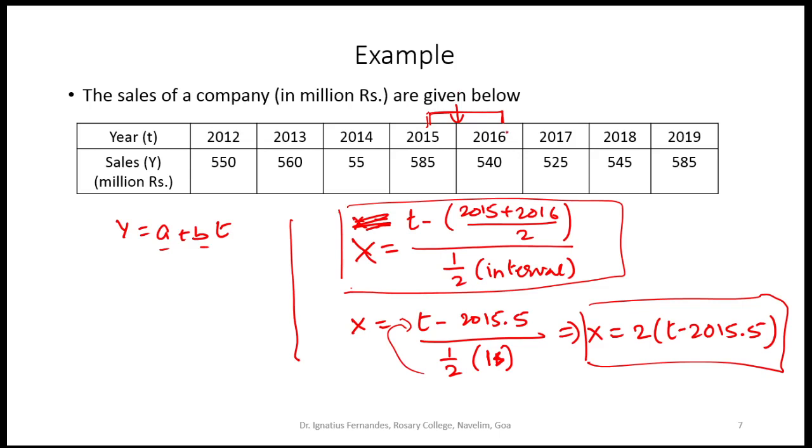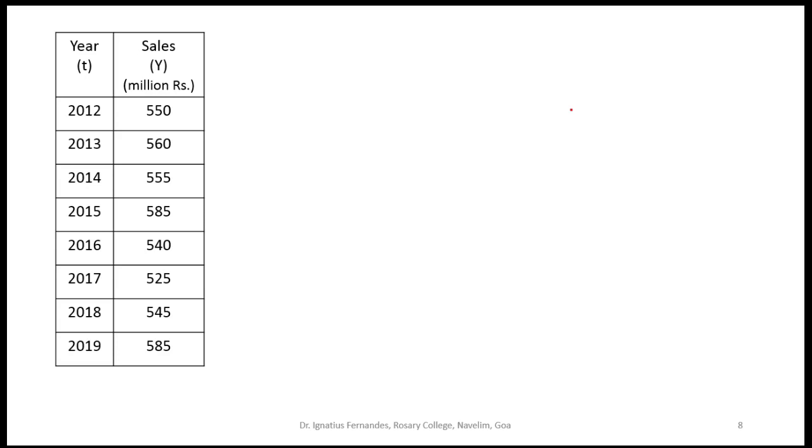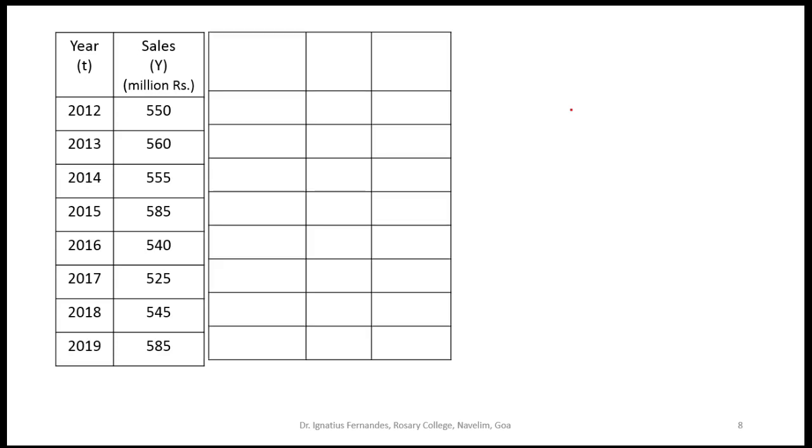Take the middle 2 years. Take the arithmetic mean of the middle 2 years, and then the denominator is half into the interval. Interval is the difference between the consecutive t values. So if I go to this example now, we'll proceed the same way. So we have defined x here as 2 times (t minus 2015.5).